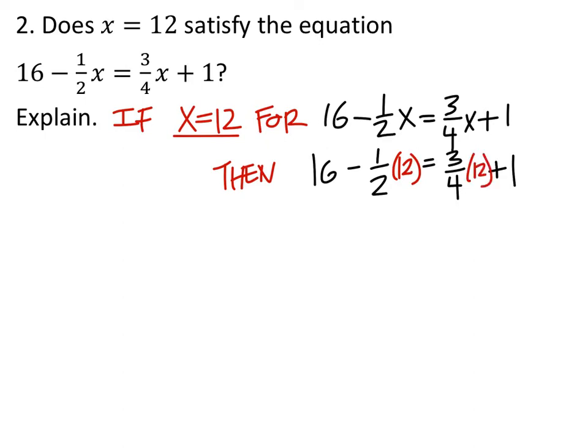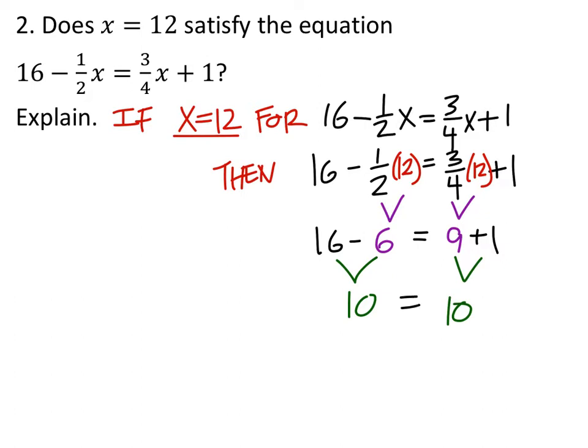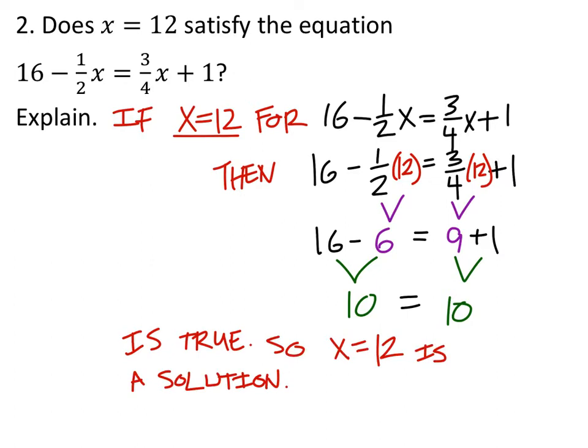Using the order of operations on each side, I've got 1/2 times 12, which is 6, and 3/4 times 12, which is 9. So I've got 16 minus 6 equals 9 plus 1. And 16 minus 6 is 10. And 9 plus 1 is 10. These are equal, so I would say that is true. So x equals 12 is the solution. This is what we expect the answers to look like, not only on your classwork, but on the test as well.